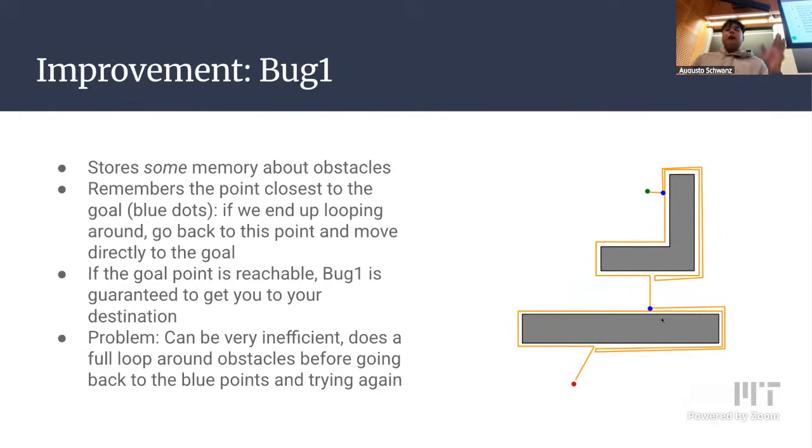And I will say a nice thing about bug 1 is that, similar to breadth first search and depth first search, it is guaranteed to find you a path eventually. If you give it enough runtime, if you let it do its thing, it will find a path eventually. Unlike bug 0, which can go around an infinite loop. But again, pretty inefficient. So let's see if we can update our version again.